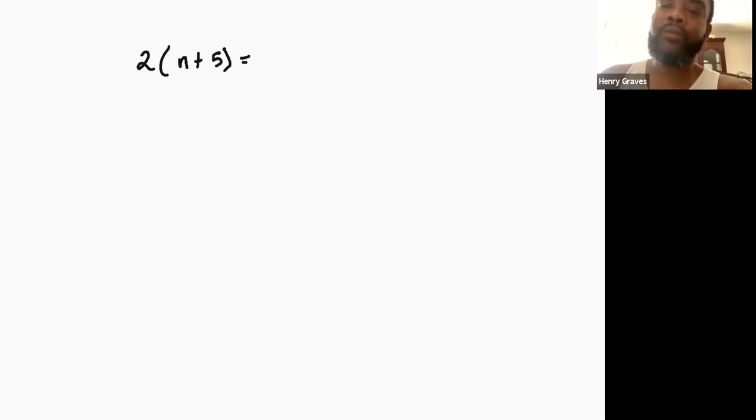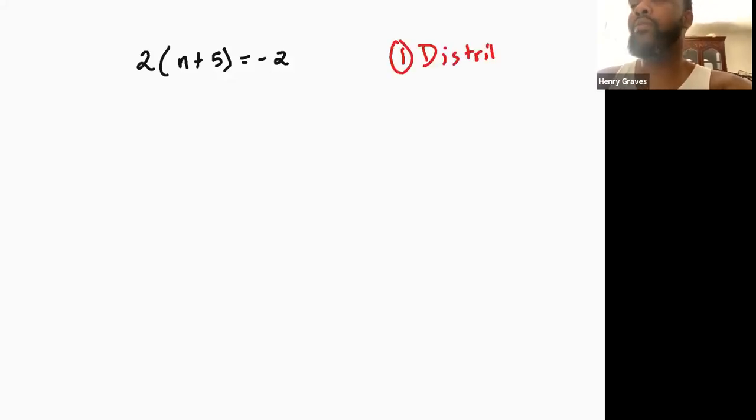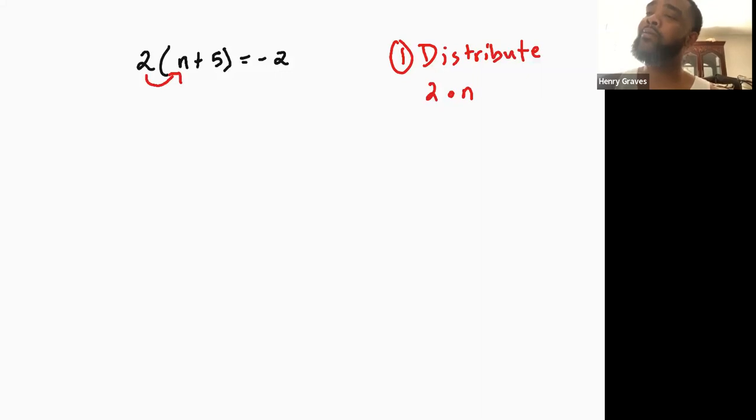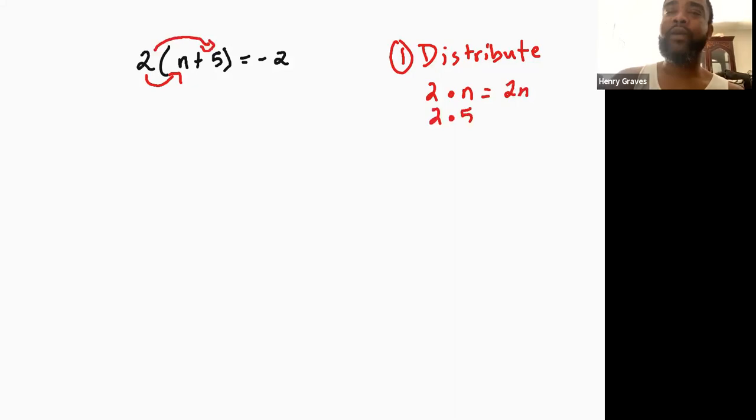So step one, distribute, right? That's the first thing I'm going to do. I'm going to distribute. So 2 times n. Anytime you multiply a letter and a number, you put them together. So that'll just be 2n. Then I'm going to do 2 times 5, which is 10. So now we have a little bit of a different problem. Now we have 2n plus 10 is equal to -2.